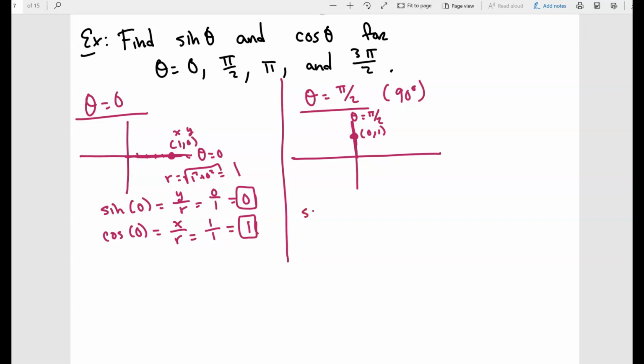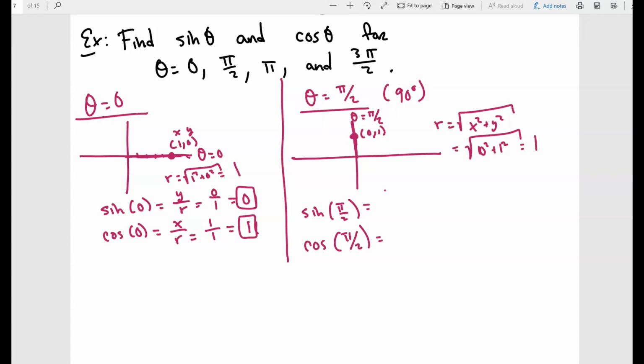So now we want to find what the sine of pi over 2 is going to be and what the cosine of pi over 2 is going to be. Okay, so in this case, what is r? R is going to be the square root of x squared plus y squared. That's going to be 0 squared plus 1 squared, which is just going to give me 1. So sine of pi over 2 is y over r. Okay, so y in this case is going to be equal to 1 over 1, which gives me 1. Okay, the cosine of pi over 2 is going to be the x over the r. That's going to give me 0 over 1, which is going to give me 0.